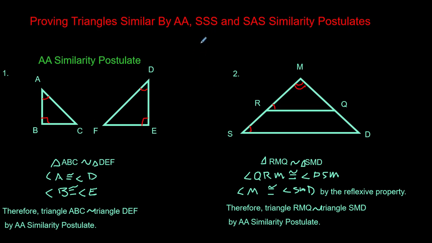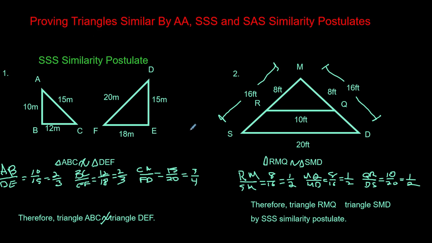Now let's go on to proving two triangles similar by side-side-side. Now, when we use the side-side-side similarity postulate, we're not looking at the angles at all. We're just looking at the side lengths, and we're not trying to prove the side lengths are congruent. We want to show that the side lengths all have the same ratio from one triangle to the other, the corresponding sides. We can also call the ratio a scale factor.